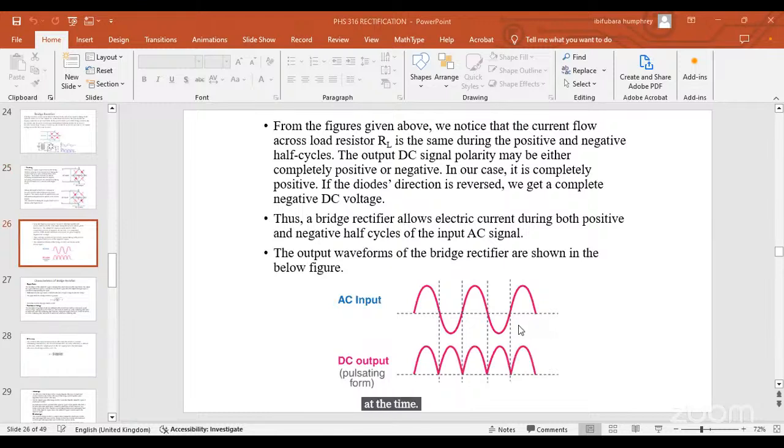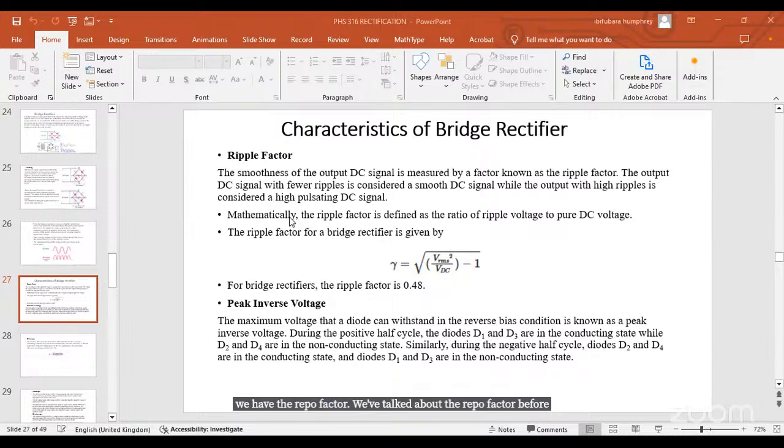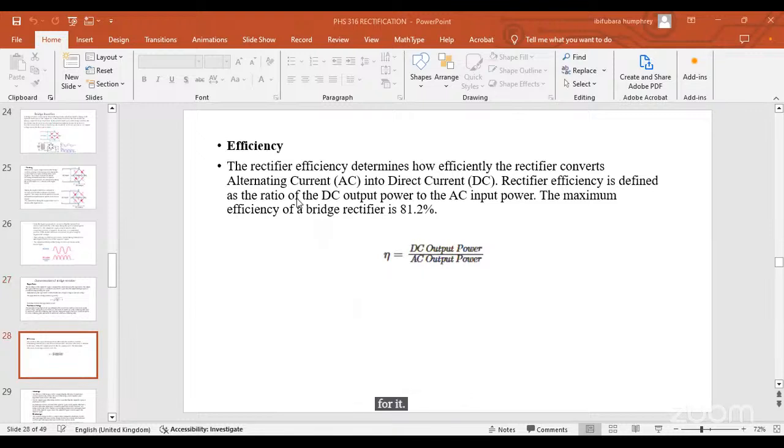So this is the output waveform. Now, characteristics of bridge rectifier. We have the ripple factor. We've talked about the ripple factor before. Each of these rectifiers has its own ripple factor. For this, the ripple factor is 0.48. The efficiency is the same as the efficiency of the center tap full-wave rectifier.